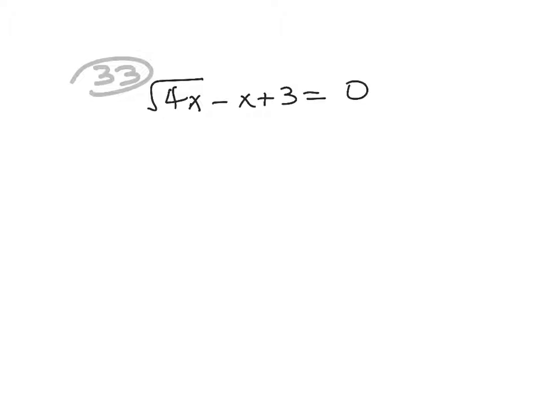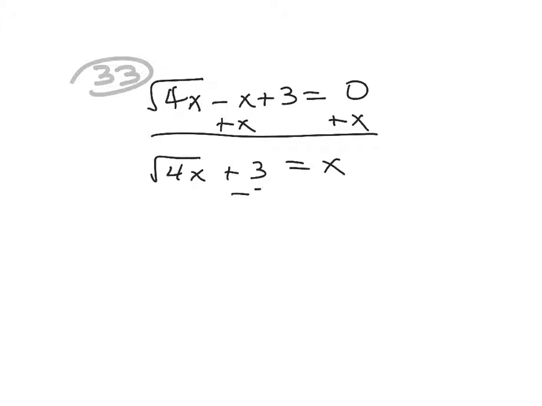Next question is number 33. And the problem is the square root of 4x minus x plus 3 equals 0. Again, my first step is to isolate the radical. So I need to add x to both sides. The square root of 4x plus 3 equals x. Move the 3. Square root of 4x is equal to x minus 3.